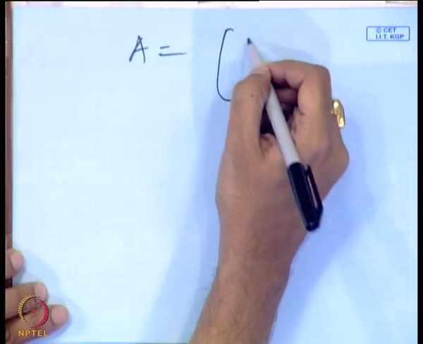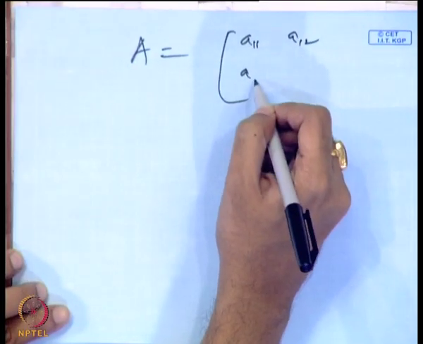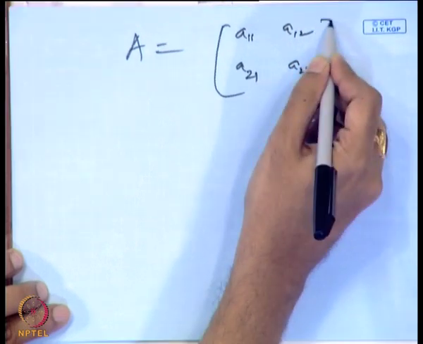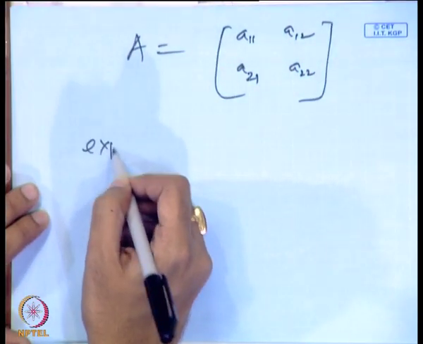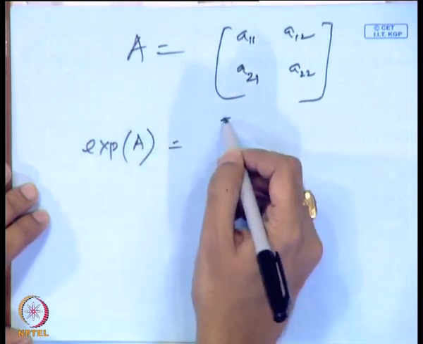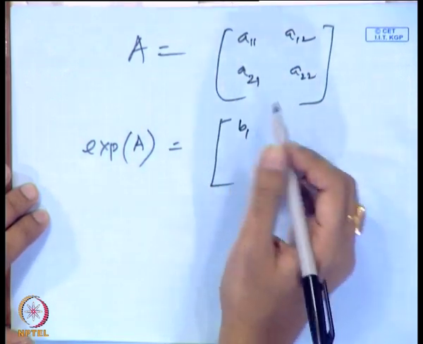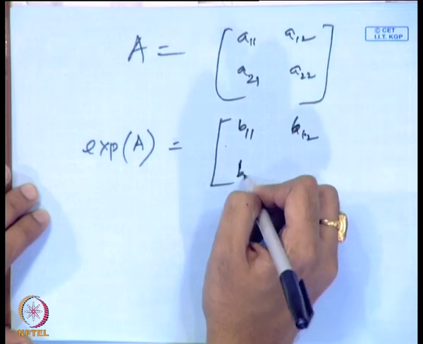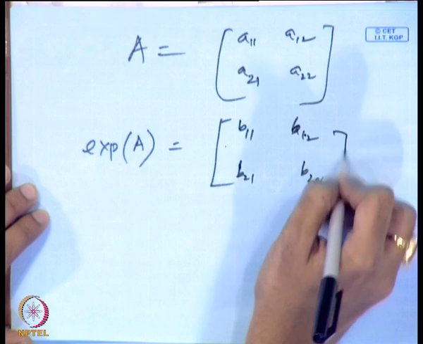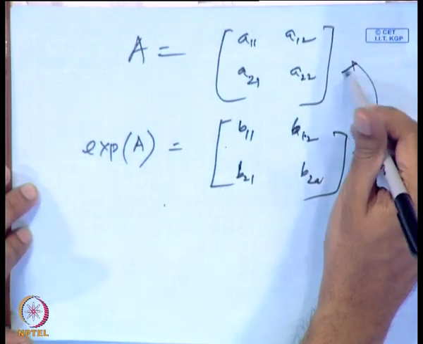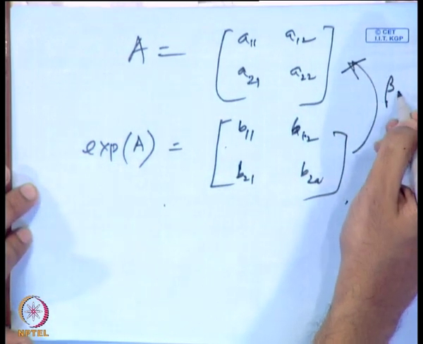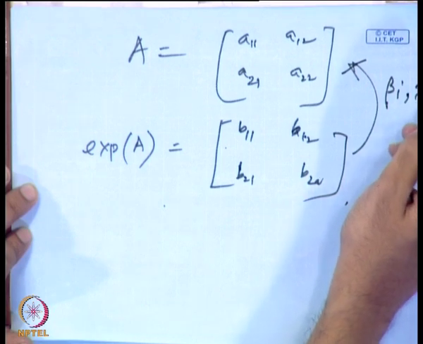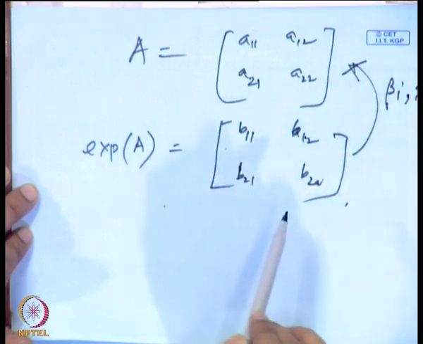So basically it is like this. A, let us say, is 2 by 2: A11, A12, A21, A22. Now, the exponential of A would be some other matrix B11, B12, B21, B22, but these are related through the eigenvalues and the eigenfunctions of the previous matrix.